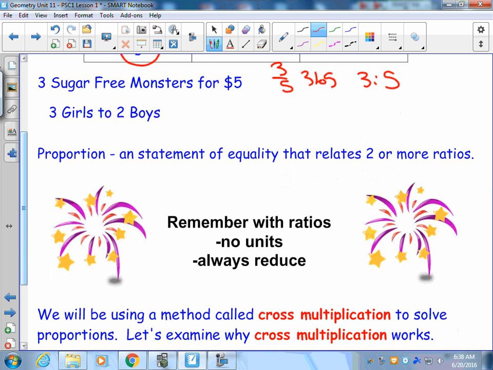Okay, a couple of reminders about ratios. There are no units on ratios. And we always want to reduce ratios to their lowest form.